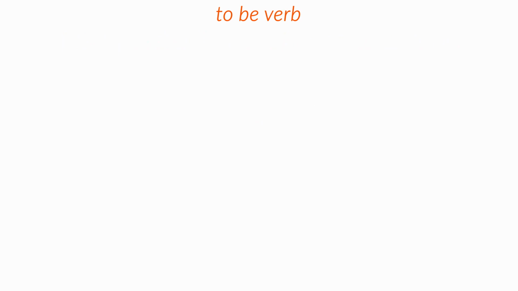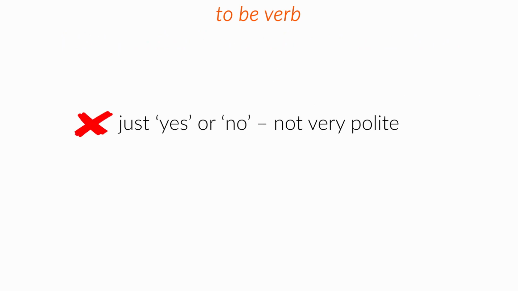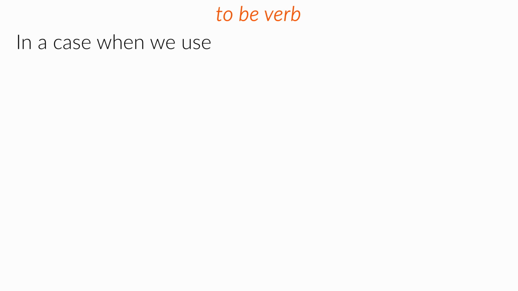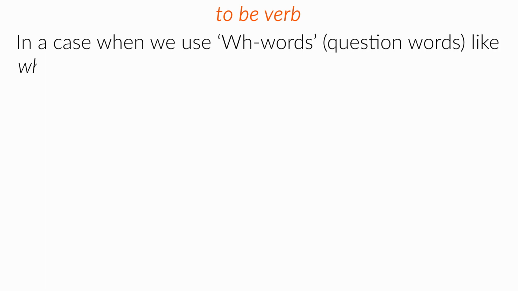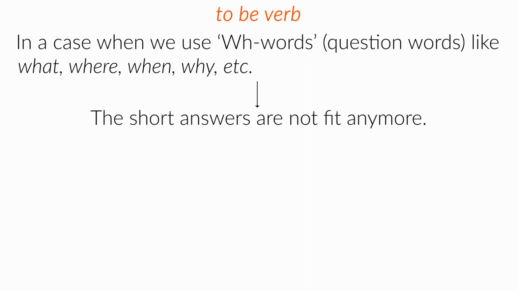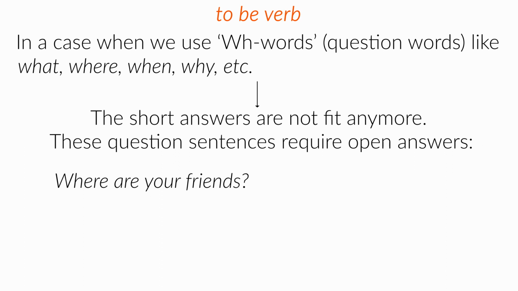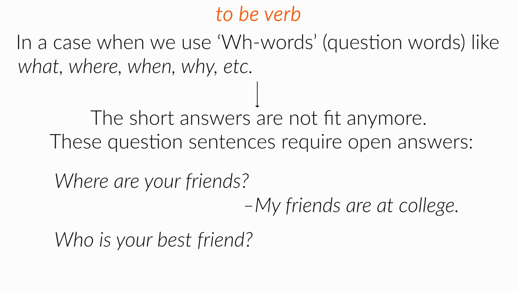To this type of question, you may answer just yes or no. Anyway, it is recommended to give a polite, short answer. Are you a teacher? Yes, I am. However, in a case where we use w words, question words, like what, where, when, why, etc., the short answers are not fit anymore. These question sentences require open answers. For example, where are your friends? The answer might be, my friends are at college. Who is your best friend? The answer might be, Andrew is my best friend.